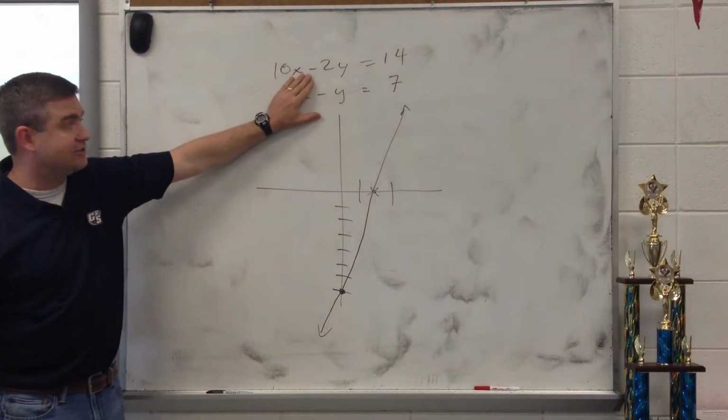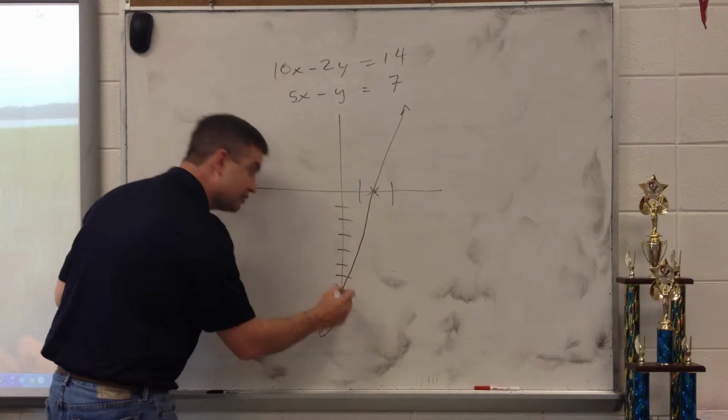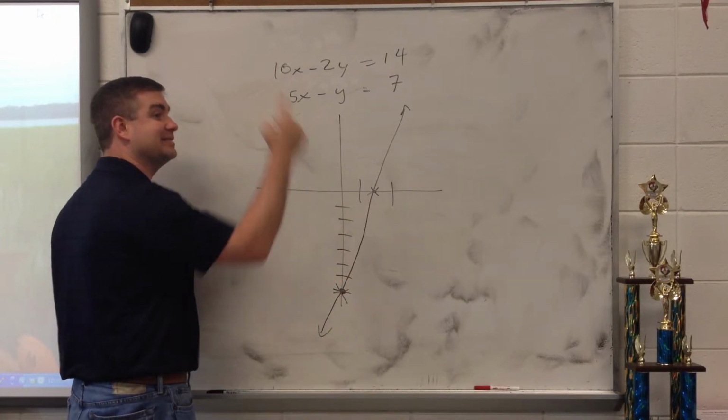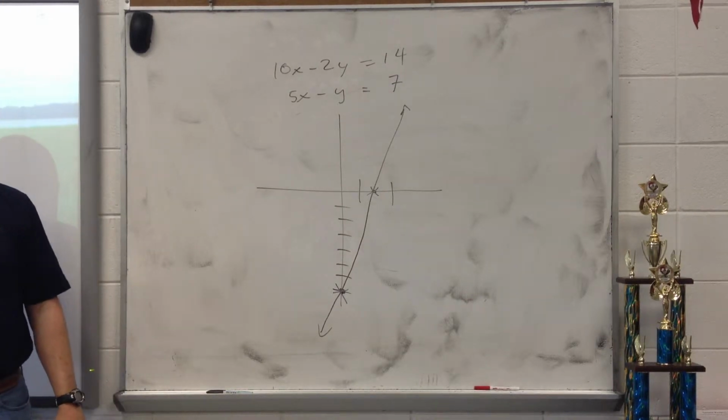Then we do the y-intercept. What's the y-intercept? Negative 7. So I do it with an x. So one line is exactly the same as the other line. Austin saw that right off the bat. How did you see it, Austin?